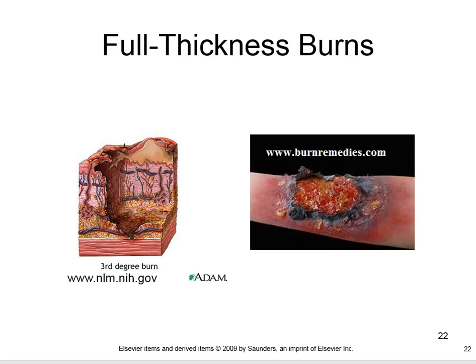And the full thickness burn involves both the skin and subcutaneous tissue. There's minimal pain due to the destruction of nerve endings. And you see how it's just burnt right here. Okay. And so this is also called a third-degree burn, and a fourth-degree burn is a full-thickness burn that extends into the muscle and bone.